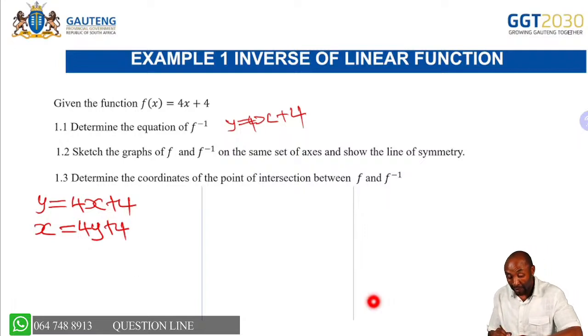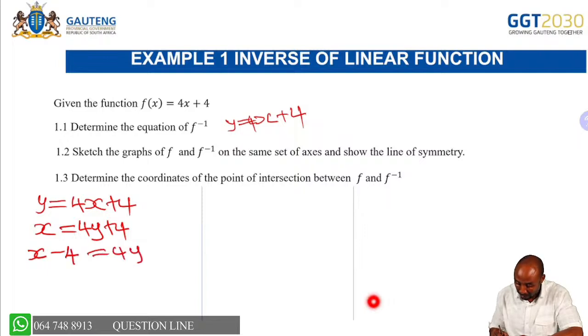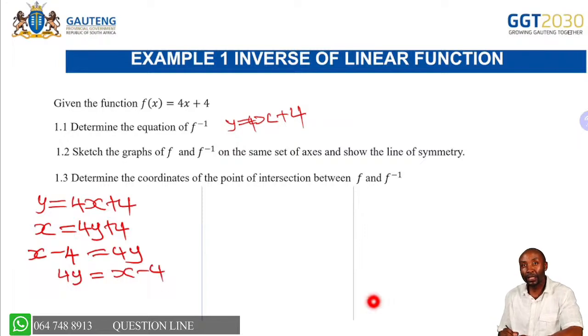The left-hand side is equal to the right-hand side. I will move 4 to the other side. This becomes x minus 4 is equal to 4y. If I write this as 4y is equal to x minus 4, I haven't changed the equation. What was on the left-hand side, I've written on the right-hand side. I still have my left-hand side and my right-hand side, and they are equal. I can position them anywhere.